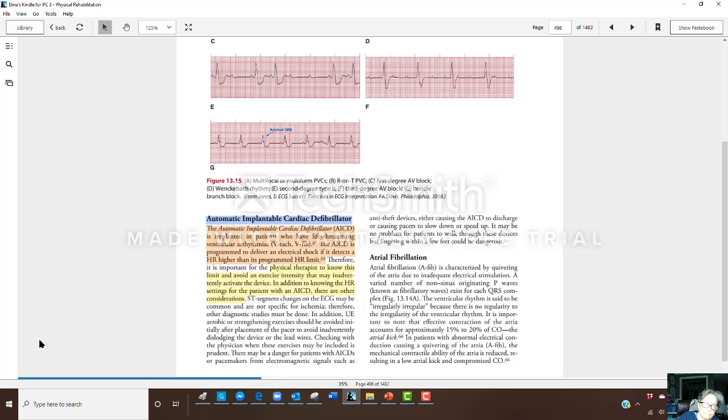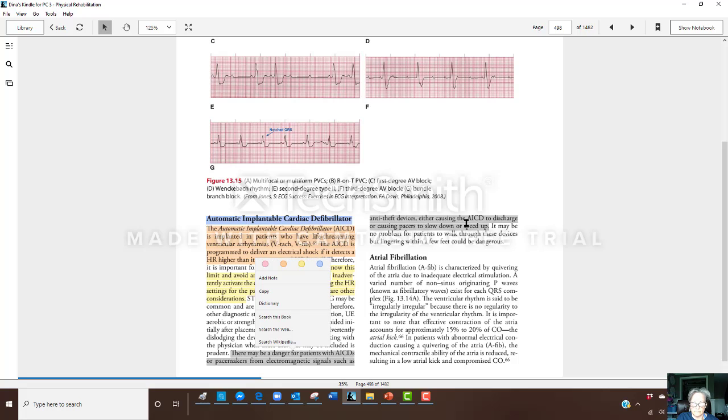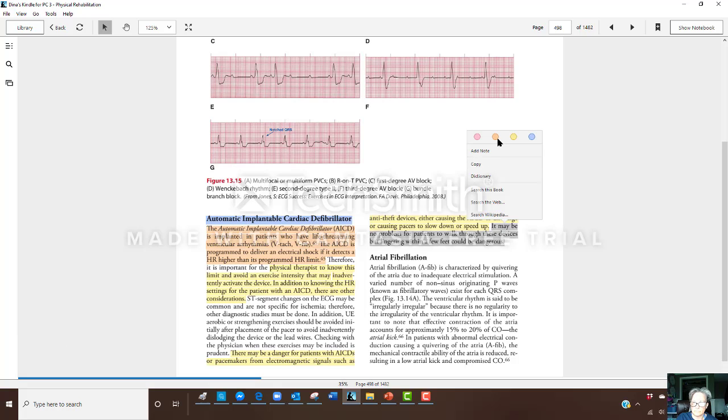There may be a danger for patients with AICDs or pacemakers from electromagnetic signals such as anti-theft devices, either causing the AICD to discharge or causing pacers to slow down or speed up. It may be no problem for patients to walk through these devices, but lingering within a few feet could be dangerous. Atrial fibrillation. Atrial fibrillation, AFib, is characterized by quivering of the atria due to inadequate electrical stimulation.